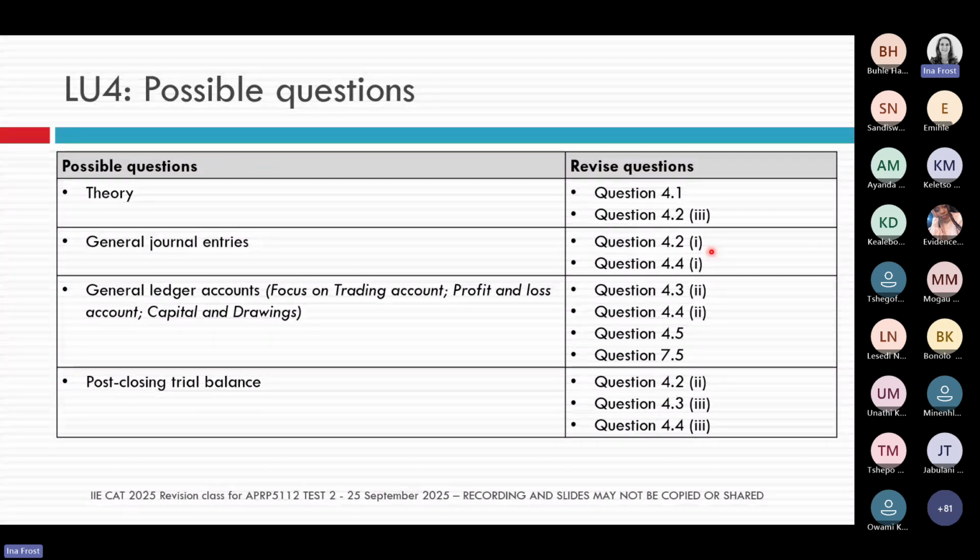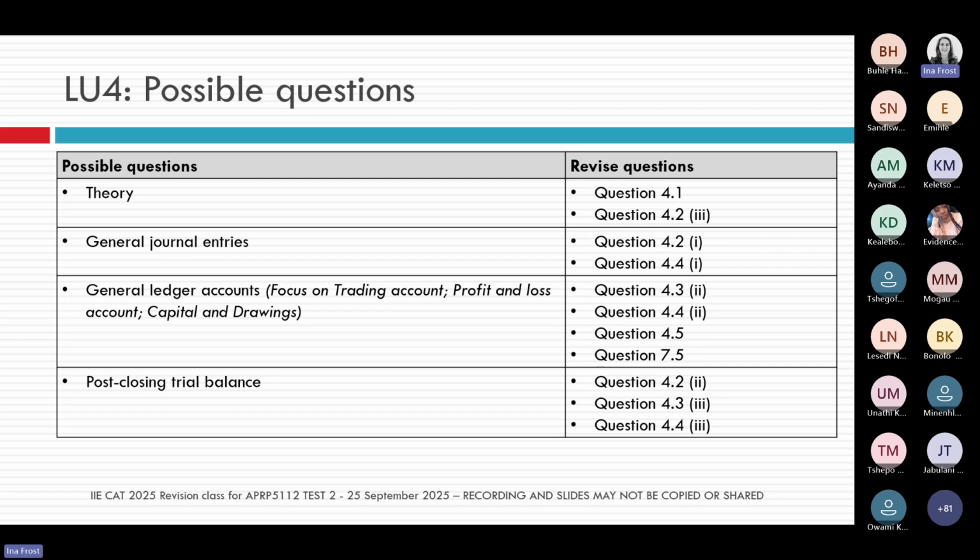Evidence, from your end, anything else you want to tell our students on Learning Unit number 4? No, I don't think I have anything else to add. There weren't a lot of questions that got my brain working today. I'm a bit too relaxed.